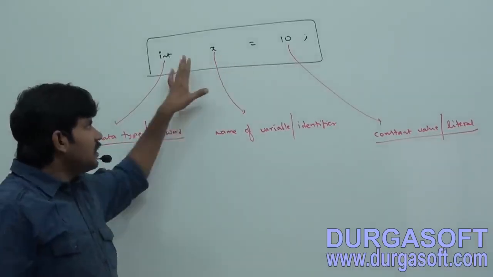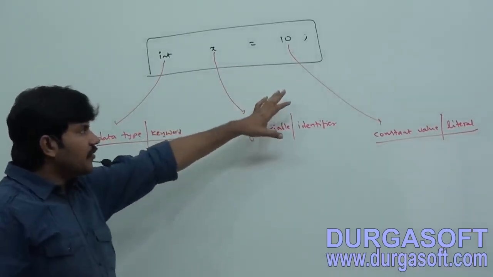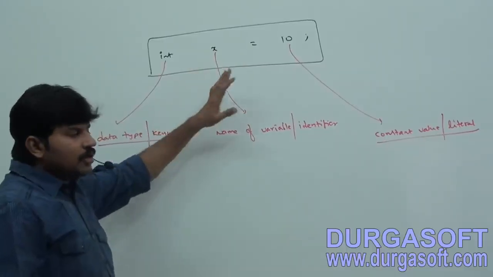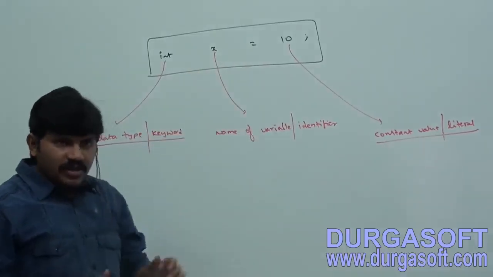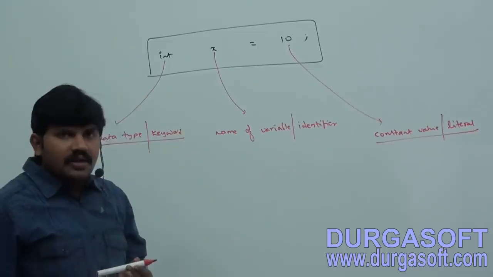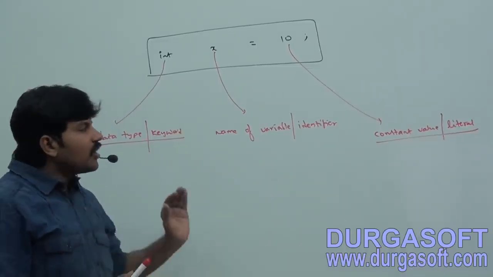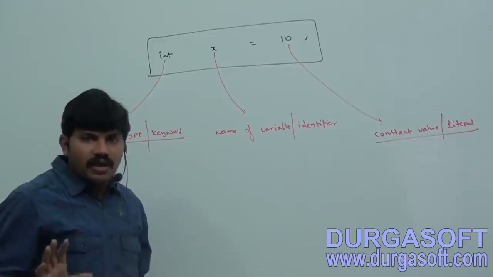So what is int x is equal to 10? A constant value which can be assigned to the variable is by default considered a literal. Boolean literal, integral literal, floating point literals: what are the various ways to specify a literal value, we can discuss.